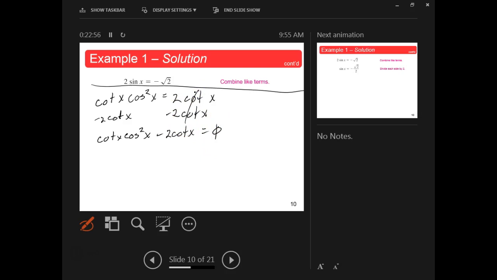Now what can you do? Factor it. And what do you factor? Okay, factor out a cotangent, and that would be cotangent x times cosine squared x minus 2 is equal to 0. Is that right? All right. Now, where would you go from here? So either cotangent x is equal to 0 or cosine squared x minus 2 is equal to 0.